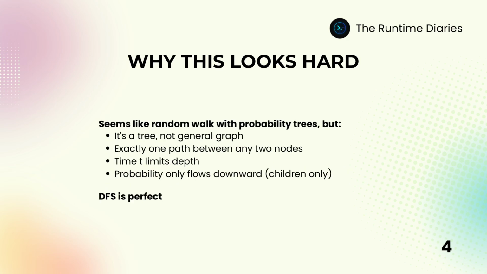At first glance, this problem looks like you have to simulate probabilities down every possible path. But it's simpler than that, because this is a tree. There are no cycles, exactly one path between any two nodes, and all probability flows downward from parent to children. So instead of chaotic random walks, we use DFS to trace every possible branch of probability.